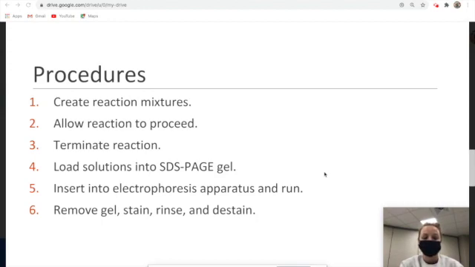Load the solutions with the protein ladder in the first well, the first reaction in the second, and the second reaction in the third well. And then you're going to insert into the electrophoresis apparatus for the same voltage and time, remove, stain, rinse, and destain, all the same as the last procedure.